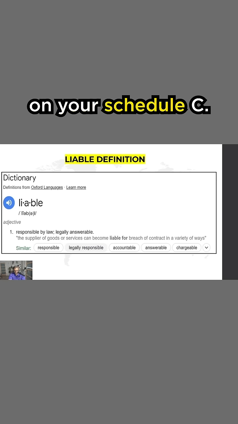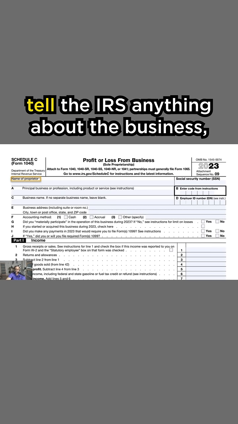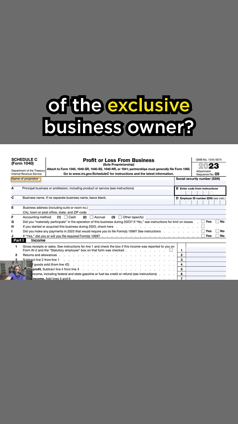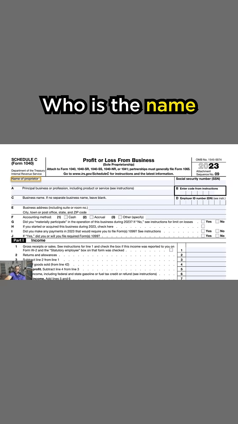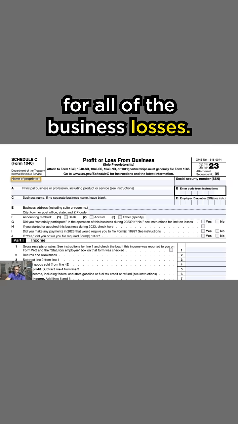on your Schedule C. So again, before you can even on Schedule C tell the IRS anything about the business, it asks you who is the name of the exclusive business owner, who is the name of the person that is liable for all of the business losses. That's you.